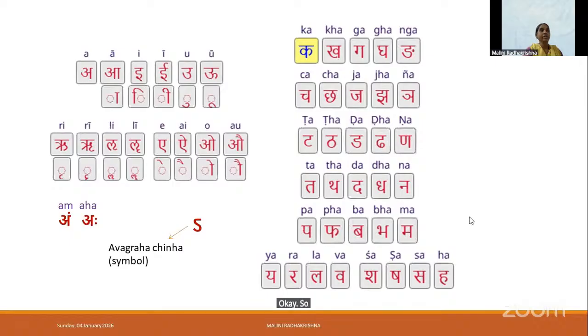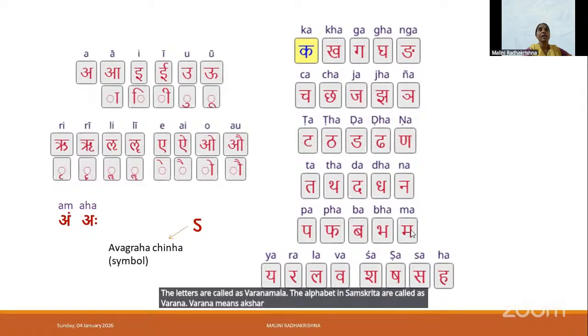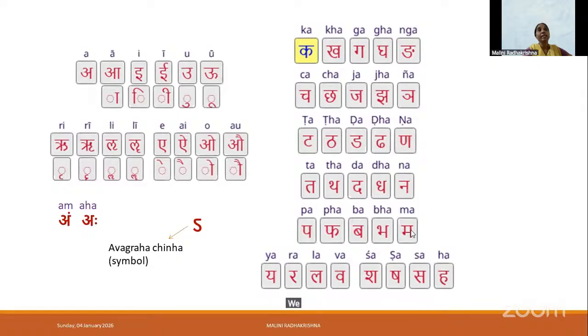So today we are all here to learn the Deva Bhasha Sanskritam. Before we start, let us try to identify the letters first. The letters are called Varnamala. The alphabets in Samskrita are called Varna. Varna means Akshara, Aksharamala, or we call them Varnamala. Mala means the string. So when we put the Aksharas in a string, it is called Aksharamala or Varnamala.